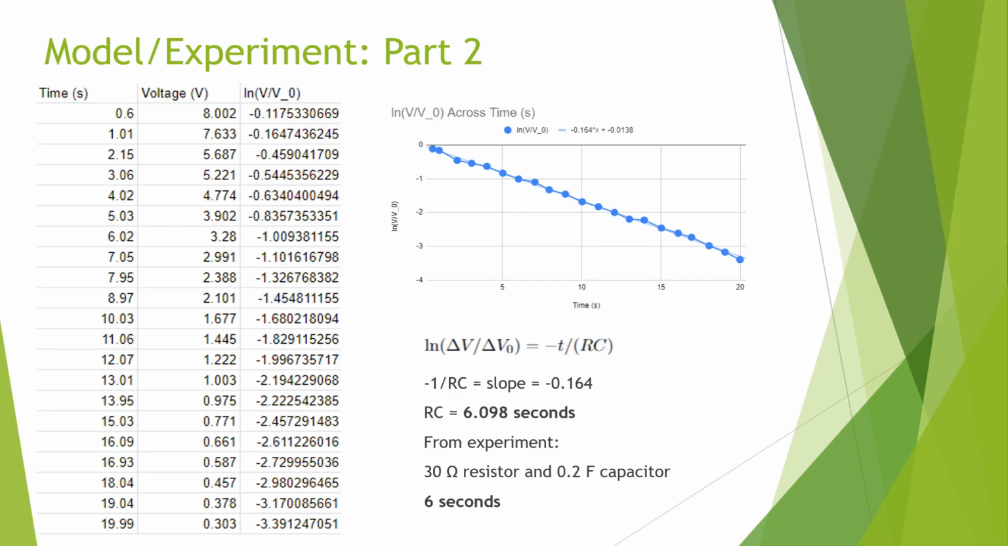Finally, in the second circuit, we were asked to determine the voltage at different times from 0 to 20 seconds. Then we used the concept of linearization to determine the RC value, which is the resistance times capacitance. Using the linearization property, we took the slope, which we found was negative 0.164, and we were able to solve for the RC, which was 6.098 seconds, very close to the theoretical calculation of 6 seconds.